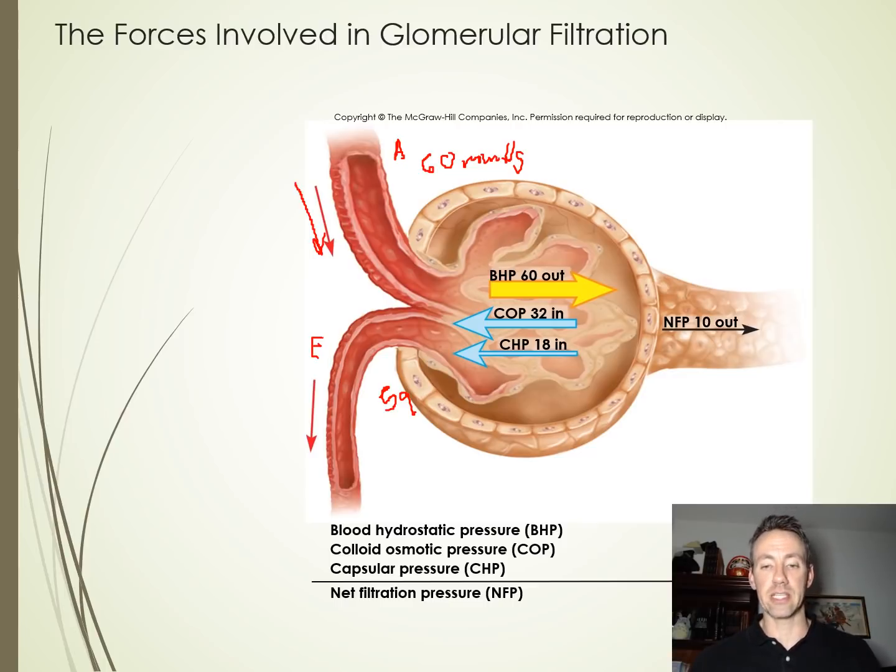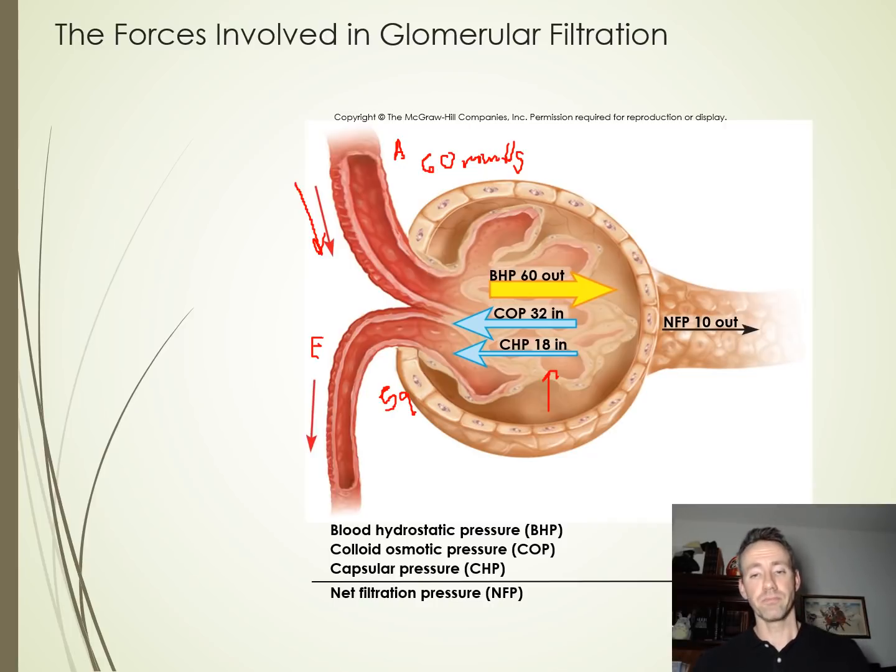And you'll see the capsule hydrostatic pressure, or capsular hydrostatic pressure, is 18. So that little space here does exert some pressure because as fluid gets in there, some of it's going to push back. And that's about 18 millimeters of mercury from both sides, from the afferent arterial side to the efferent arterial side. So that's again going to be trying to push fluid back in. So that's 18, and 32 is the pulling pressure in on average.